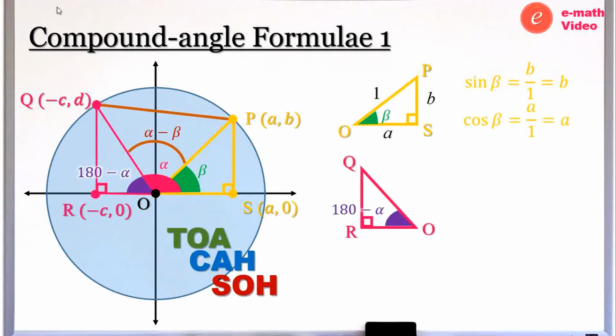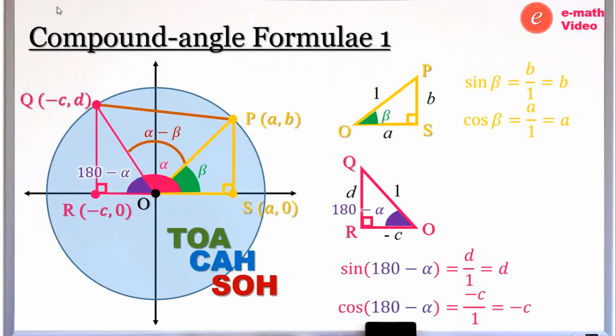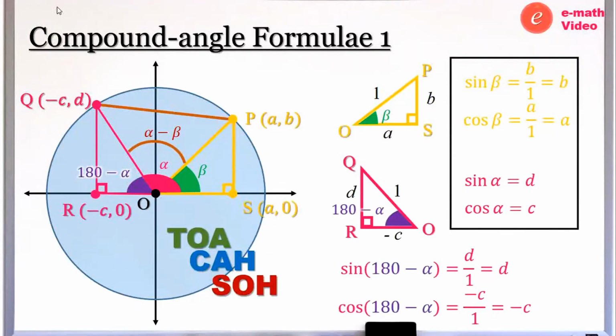For pink triangle OQR, base is negative C, height is D, hypotenuse is 1. Toa Ka So again, sine 180 minus alpha equals D, cos 180 minus alpha equals negative C. But 180 minus alpha is still complicated, right? Remember what we learned in quadrant 2? We can simplify this and write sin alpha equals D and cos alpha equals C. Now we have expressed all A, B, C, D in alpha and beta, and this is what we need later.